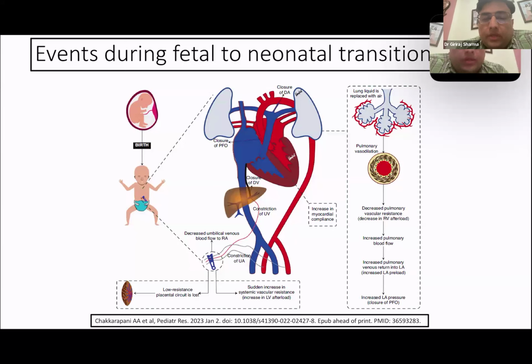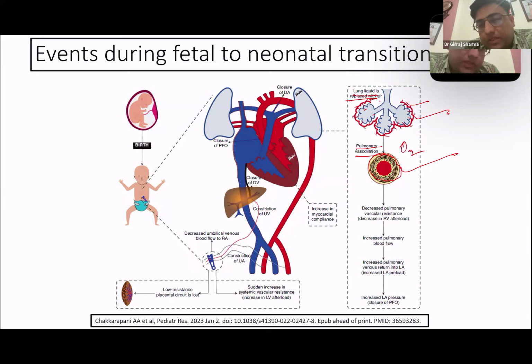So at birth, in neonatal transition, what is happening? We can see here that lung liquid is replaced with air. During birth, the lungs are fluid-filled, but epithelial sodium channels are activated that absorb the fluid of the lungs. And because oxygenation is increasing, and oxygen is a pulmonary vasodilator, vasodilation will happen in the pulmonary vasculature. So the lungs are expanded at birth, and pulmonary vasodilation is happening because of oxygenation.